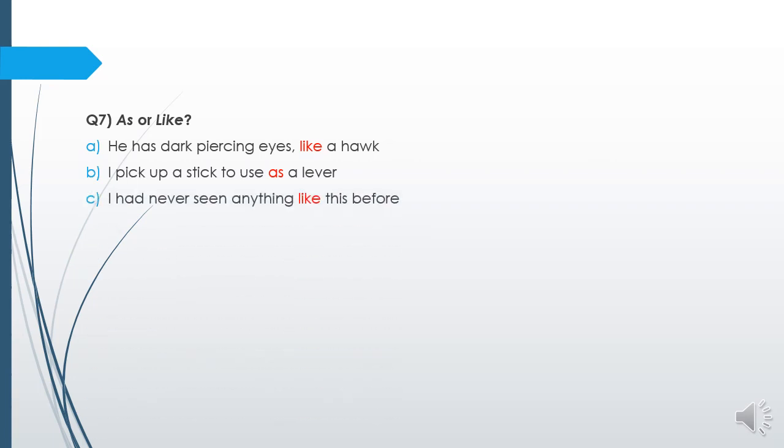So, should we choose as or like for question 7? He has dark, piercing eyes, like a hawk. I pick up a stick to use as a lever, something to hold up with. I had never seen anything like this before. Picking up a dangerous animal is not like picking up a child. Again, similarities.